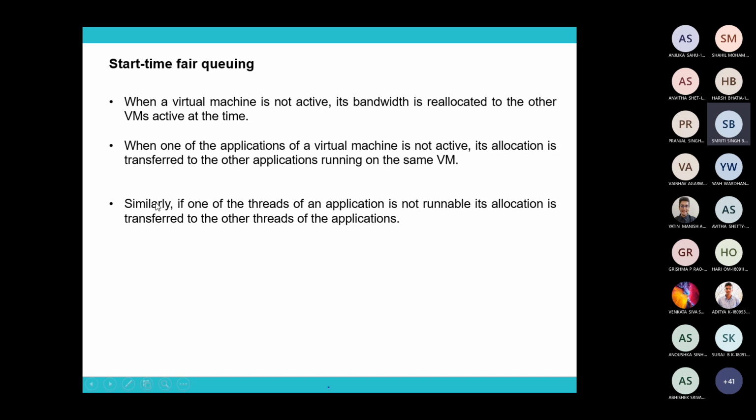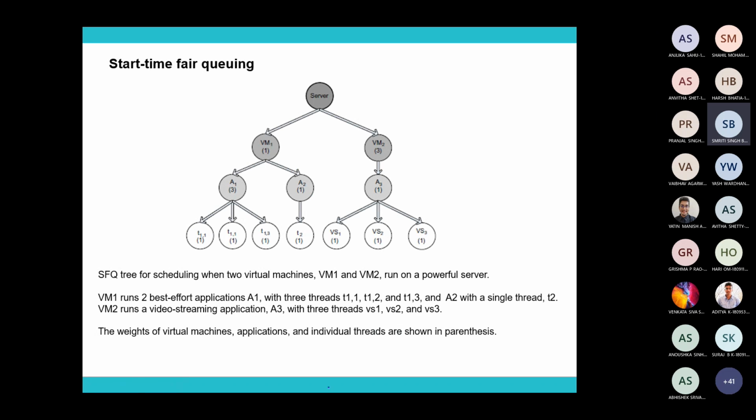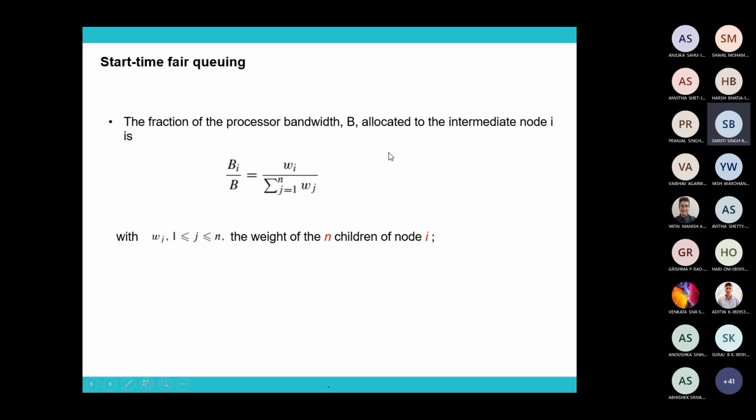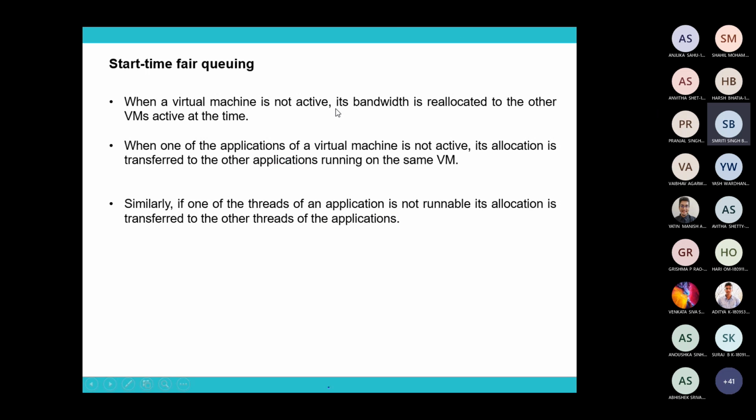Now here, one more important thing is that when a virtual machine is not active, its bandwidth is reallocated to other VMs active at that time. I said each virtual machine is given a certain weightage, right? So let's say that a particular virtual machine is blocked. Then the resource allocated to it is reallocated to VM2, since it is blocked. That is what is mentioned here: when a virtual machine is not active, its bandwidth is reallocated to other VMs.